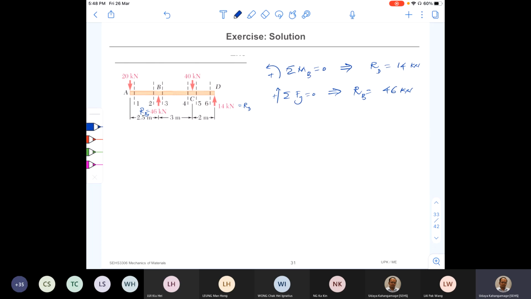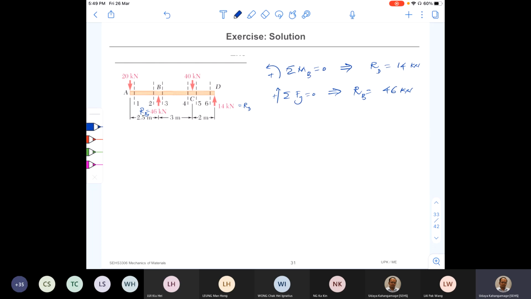We'll connect with the knowledge of our method of section. Okay, and then we'll find out what is the shear force from A to B. Can you tell that directly now? What is the shear force from A to B? Because there are no forces other than the reaction force at A, therefore shear force should be equal to reaction force.